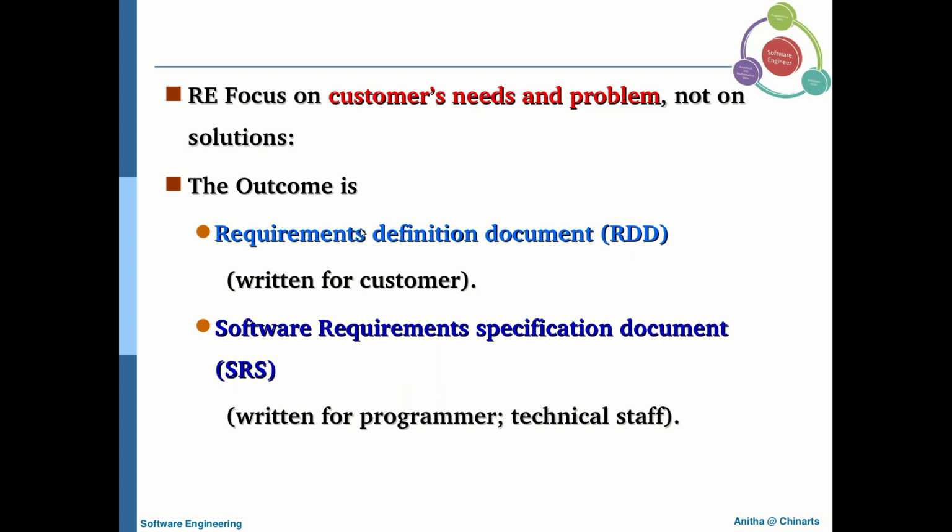Now the outcome will be a software requirement specification document, and another document will also be prepared which you call the requirements definition document, and this is for the customer and this is for the developer. So two documents will be there in this particular phase. One is the requirements definition document, the other one is the software requirement specification document.